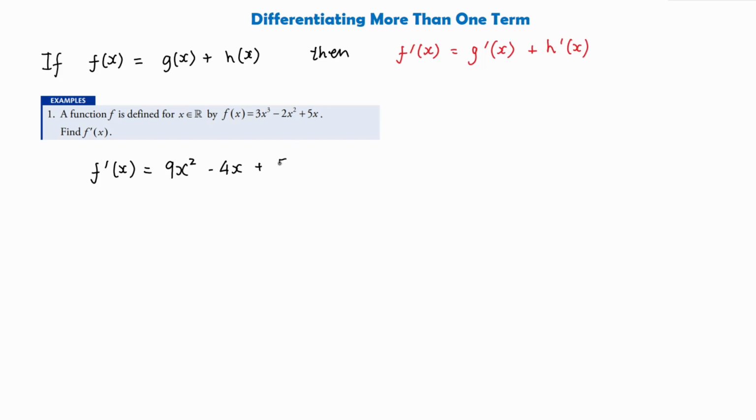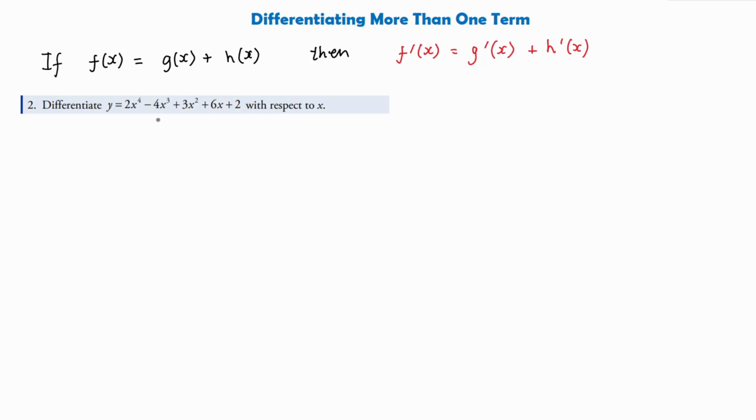5 times 1 is just 5. We can put in our x, but we're going to do 1 minus 0, which is 0. And if you remember, anything to the power of 0 is just 1. So this is just going to be plus 5. If we have some value a times x, and we are differentiating this, we simply just get a.